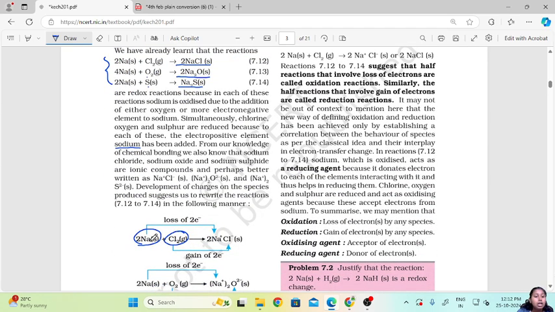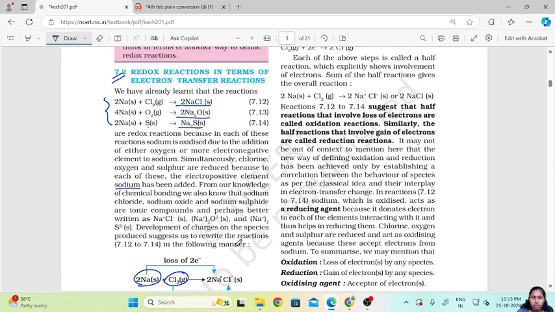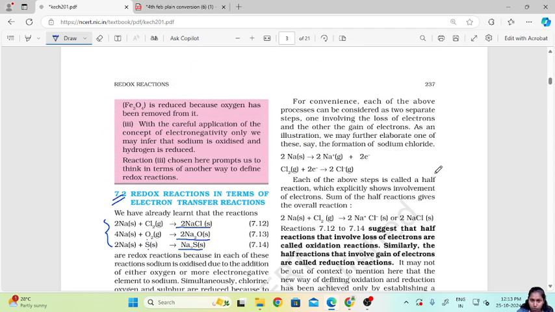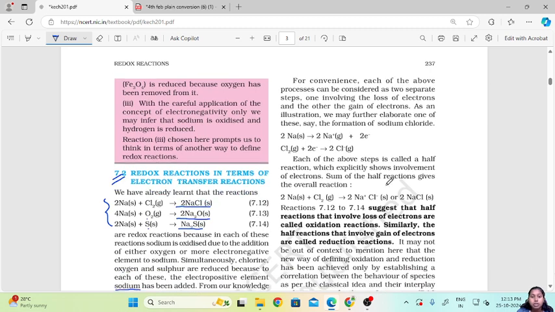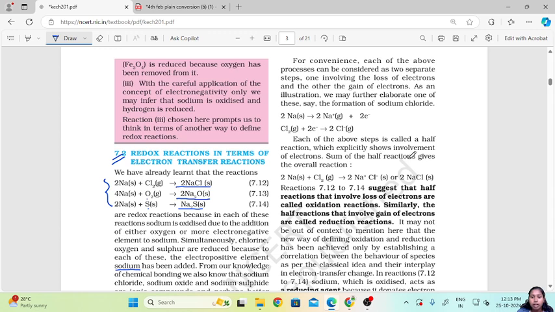Half reaction means sodium losing 2 electrons to become 2Na+. This is a half reaction of oxidation, whereas Cl2 gaining 2 electrons and becoming Cl-, this is another half reaction of reduction. So there are 2 reactions involved, which explicitly shows involvement of electrons. Sum of half reactions gives the overall reaction, that is 2 sodium and Cl2 giving 2 Na+ and 2 Cl-, or 2 NaCl.